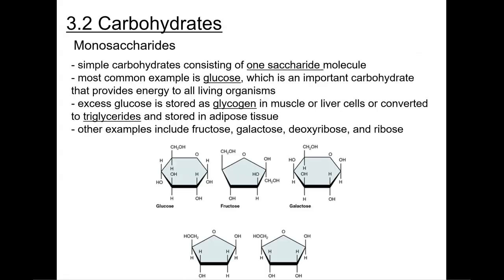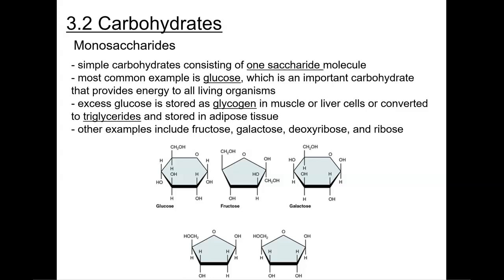Now, simple carbohydrates, like we said, consist of, let's say, 1 saccharide. A saccharide is a sugar molecule. The most common example is going to be glucose, and that's a very important carbohydrate that provides energy to all living things. The reason that this is important is because it is the product of photosynthesis, and the sun is going to be our main source of energy. So this is the simplest, most common way that we find sugars.